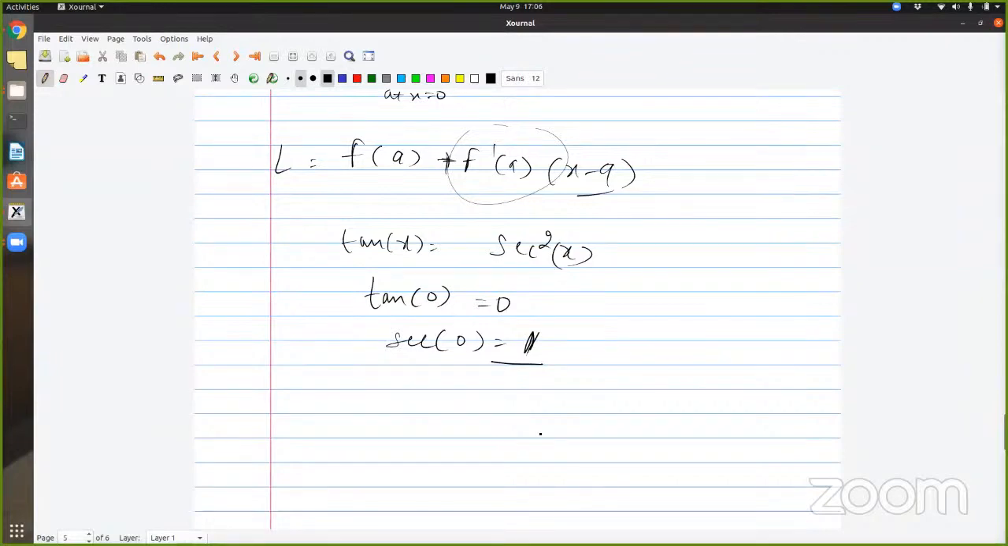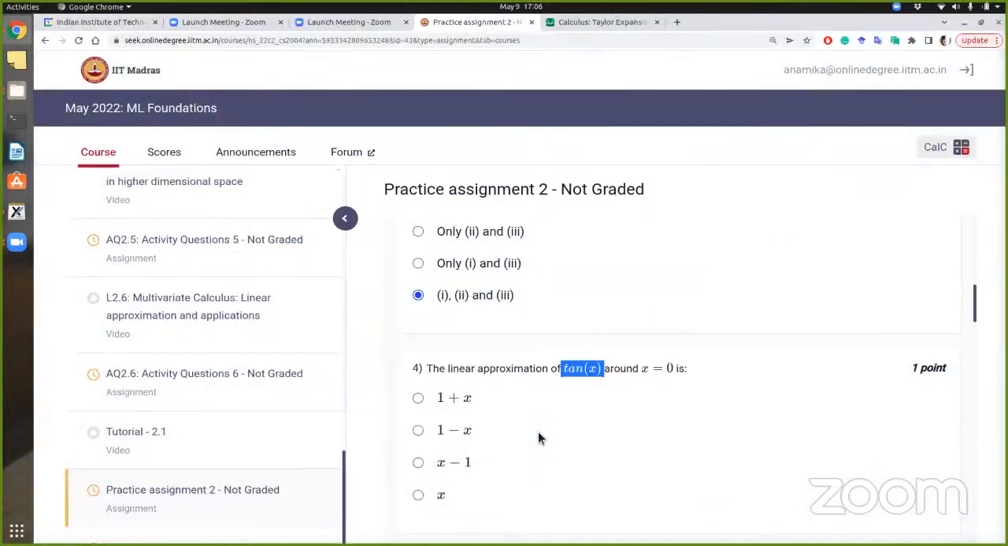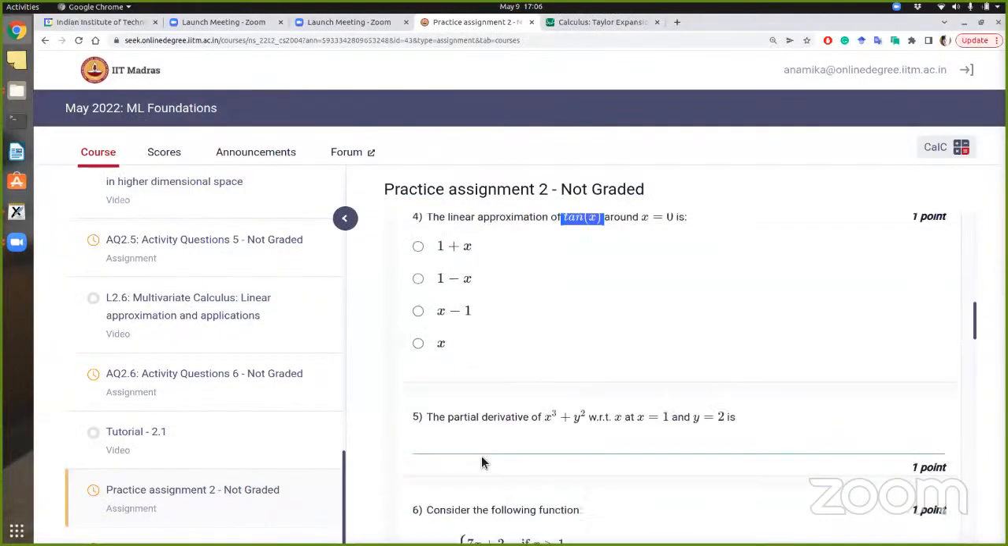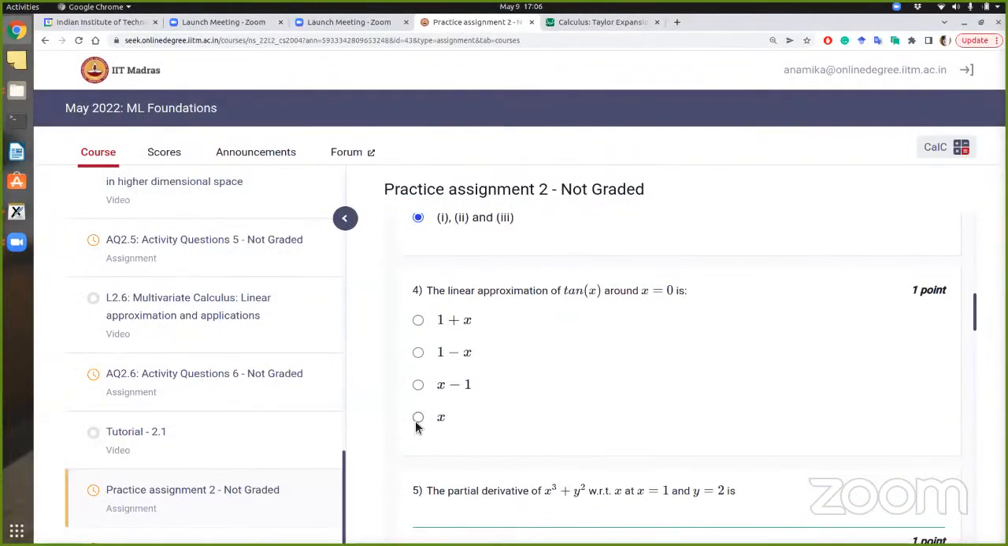1 plus x. We are getting x. Okay, x. All right, good. So this will be your linear approximation of tan x around x equal to 0. So you see this complicated function is now converted to such a simple linear function, as long as we are near 0.